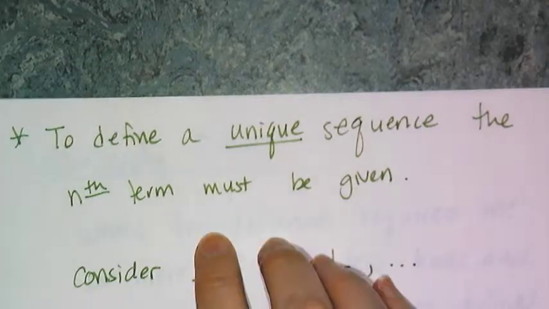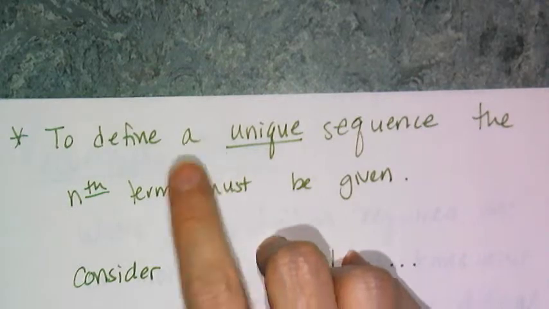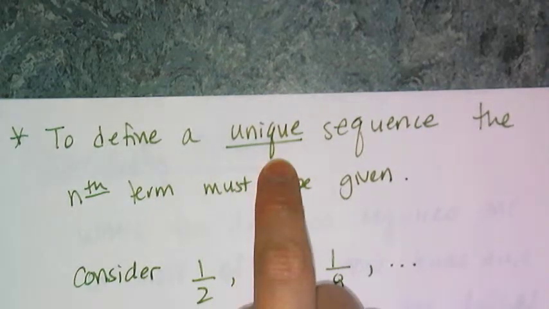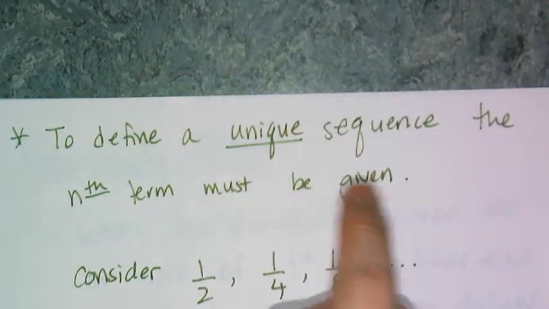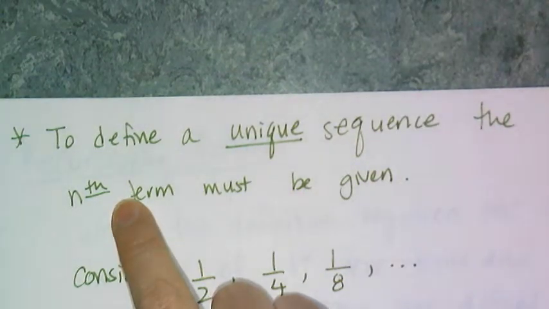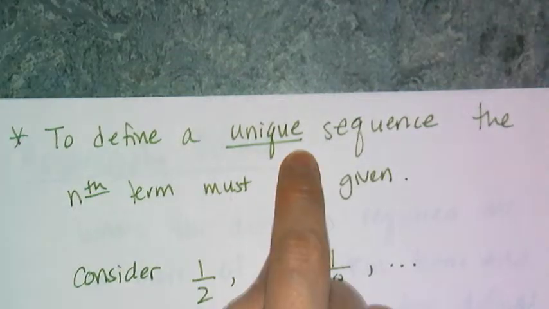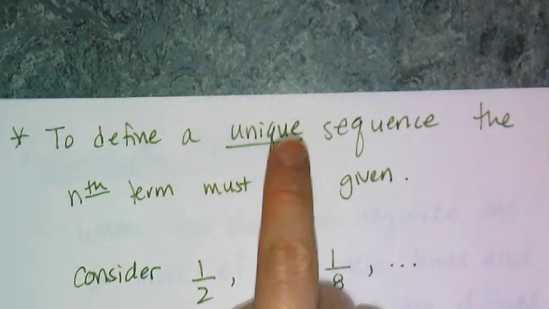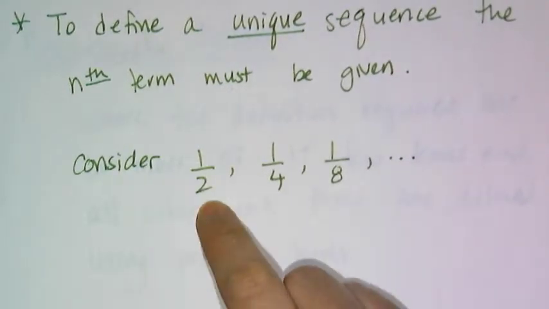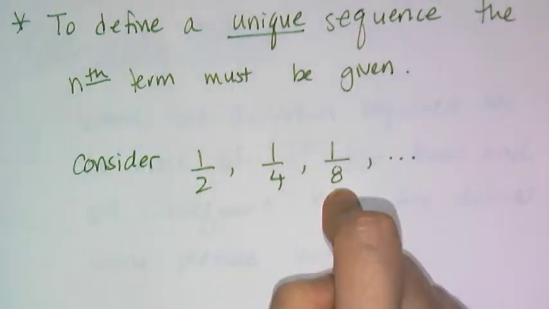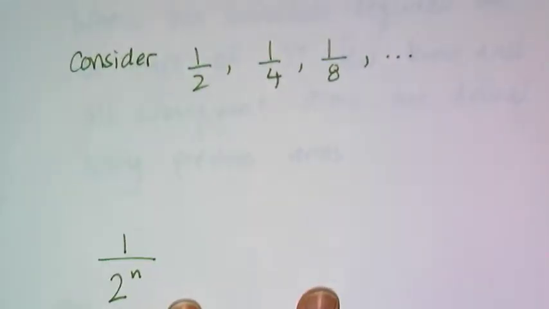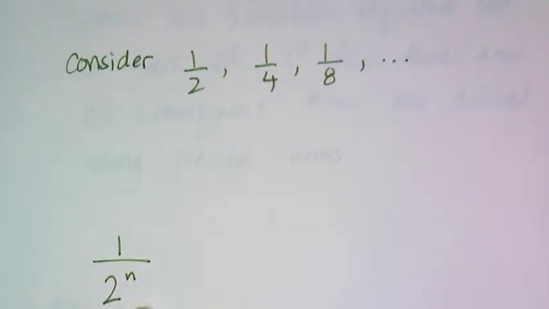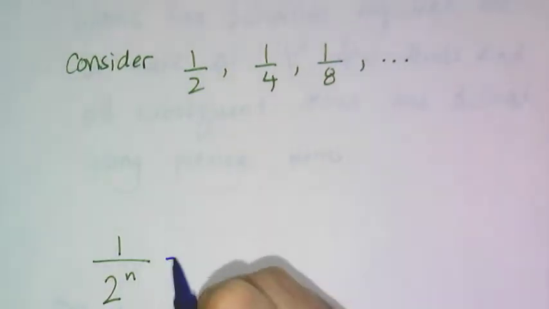Now, speaking of writing rules for sequences, if you want to define a unique sequence, meaning one sequence that goes on forever, no doubt in what it is, you have to give someone the nth term, meaning that a sub n rule. Otherwise, you don't have a unique sequence no matter how many terms you give someone. And we're going to consider this sequence: 1/2, 1/4, and 1/8. And it looks like what's happening in this sequence is you are taking powers of 2. So it looks like it's 1 over 2 to the n is what a sub n equals.